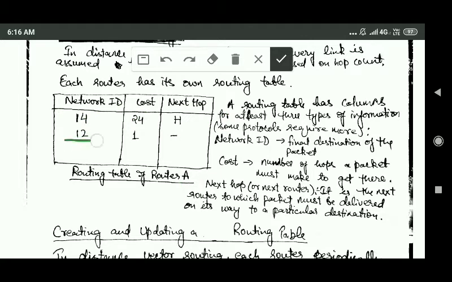Now see the second entry. In the second entry, the value of network ID is 12, cost is 1, and the next hop field is empty. So if router A has to send a packet to the network whose ID is 12, it will cost only 1 unit. It means router A has a direct link with network ID 12, right? So in this case, router A will directly transmit the packet to network ID 12. Router A does not need to transmit this packet to another router. That's why the next hop or next router field is empty.